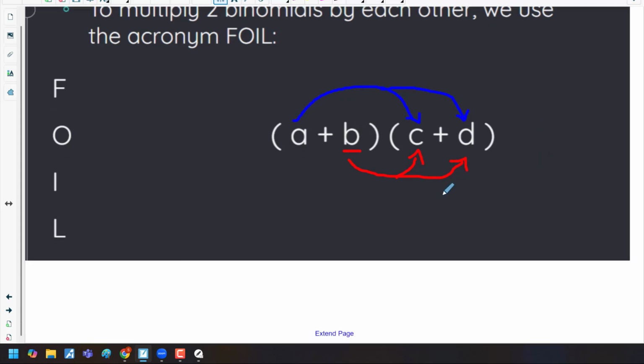So now what does that look like, the final answer? The final answer looks like this. What's A times C? A, C. What's A times D? Don't forget that plus sign, plus AD.